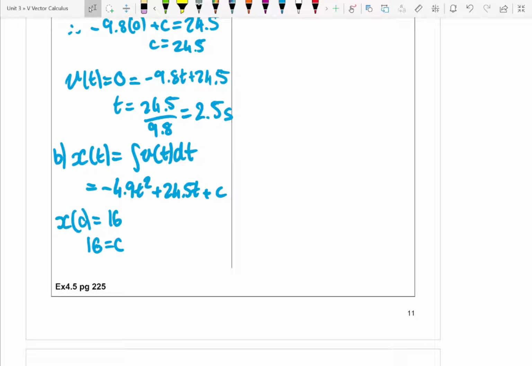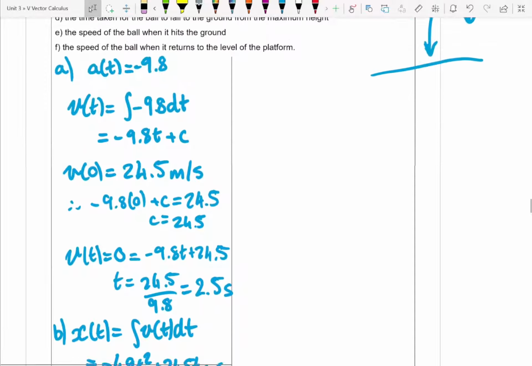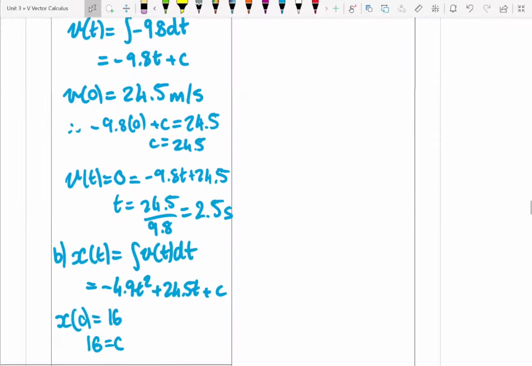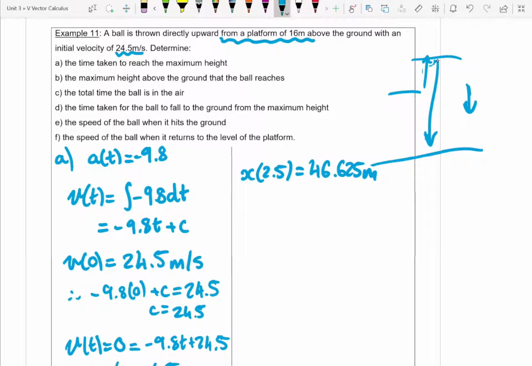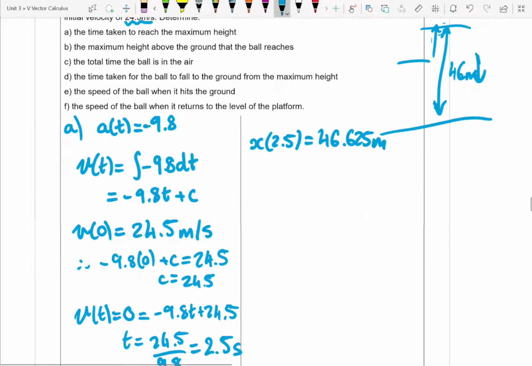Because in that case, you can have t equal to 0 give you a non-zero solution, like cosine of 0 is equal to 1. Okay, so we have our x of t. We want to then calculate what is x of 2.5. And that just gives us a value of 46.625 meters. So we know that this distance here from the top of my ball's trajectory and the ground 16 meters below my starting platform is going to be 46 meters approximately.